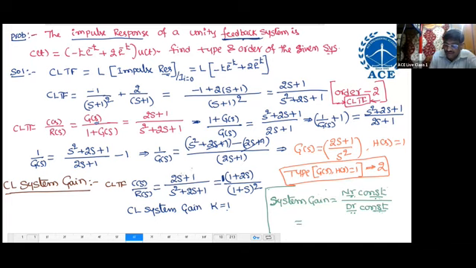What is the numerator constant here in this closed loop transfer function? 1, no? So 1 by the denominator constant, also 1. So 1 by 1 becomes 1. So system gain equal to 1. So either in the factor form or in the expanded form, whatever it is, simply follow this, and directly you will get the system gain.